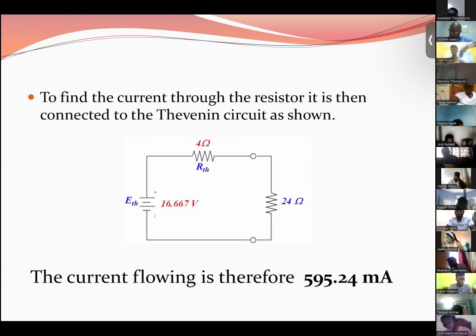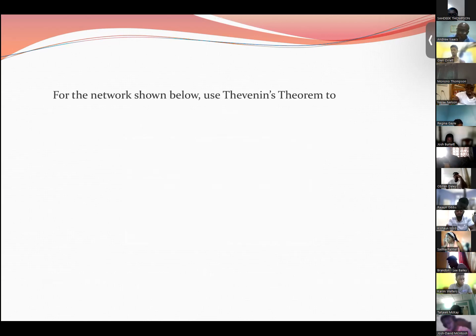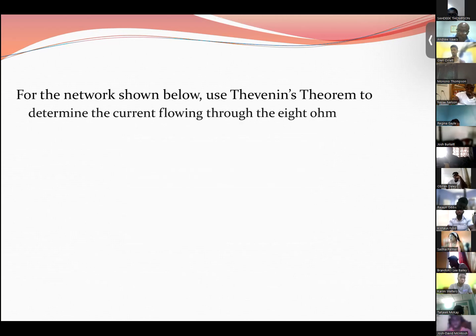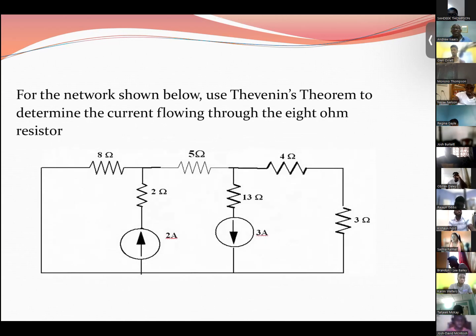Okay, so let's take another example. Again, this is another circuit that we looked at using nodal. And the question here is for us to find the current through the 8 ohm resistor using Thevenin's theorem. So go ahead, take the question, and then we'll go through it.